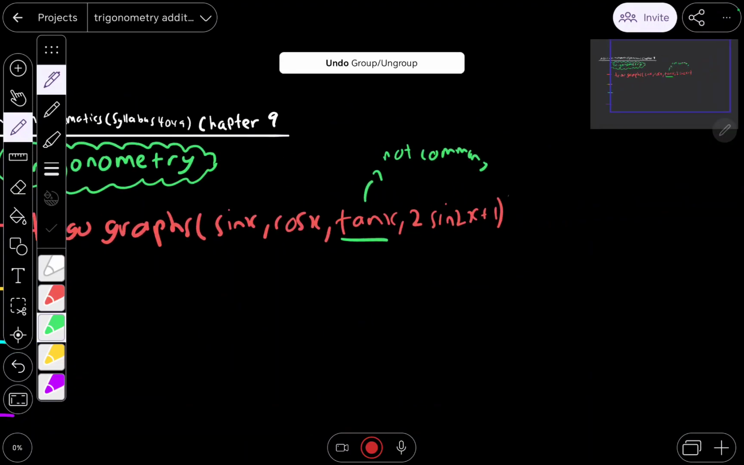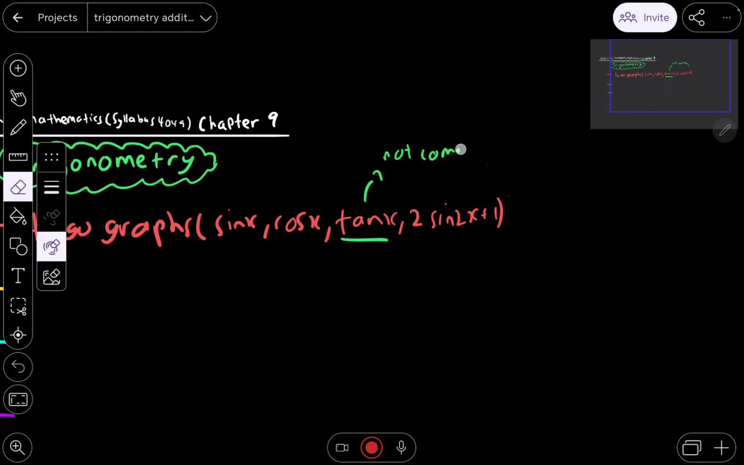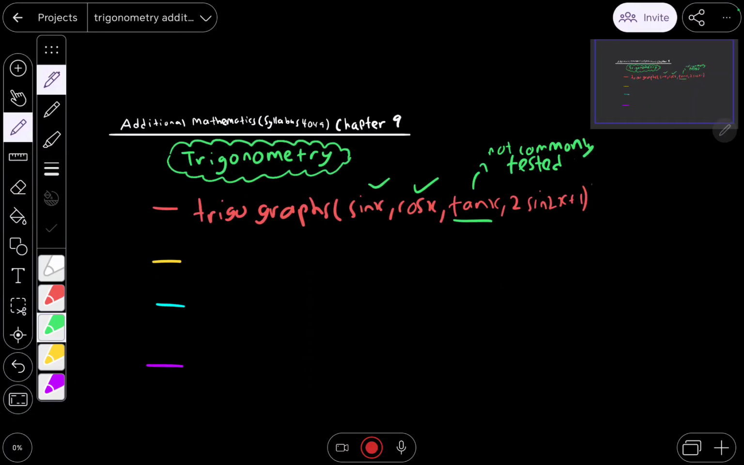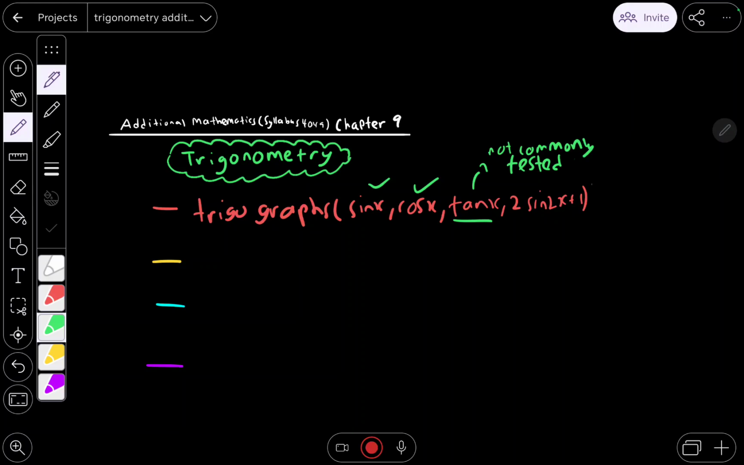As in, maybe in your school papers they won't test so much, but in O levels they might test. So I'll just write "not commonly tested," but for sine and cosine graphs, yes, very commonly tested. They'll ask you to draw out the graphs. So we're going to learn how to draw trigo graphs.